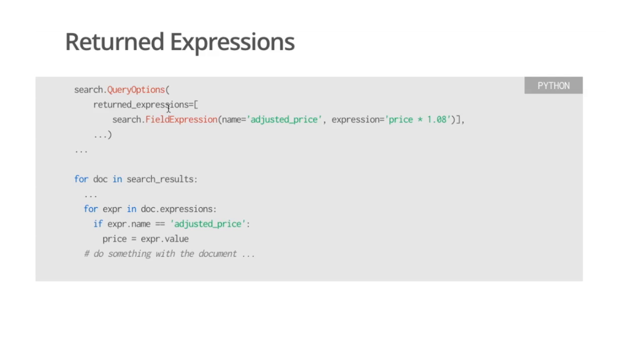After including a returned expressions list in our query options object, we can access that computed field in the documents returned from a search query via the expressions property, like we did in the generated description for field snippets. We've now looked at some ways to define more exactly the documents to be returned from a search, but we haven't yet discussed how to order the query results.